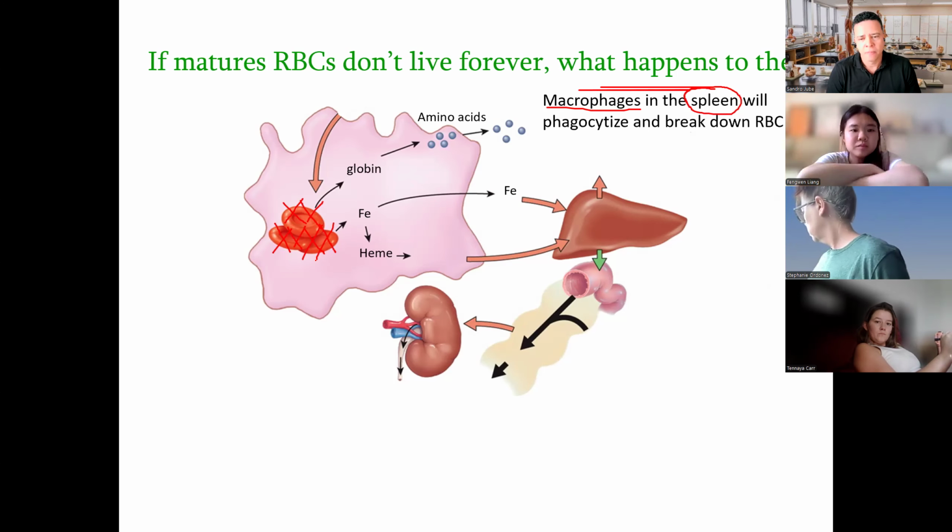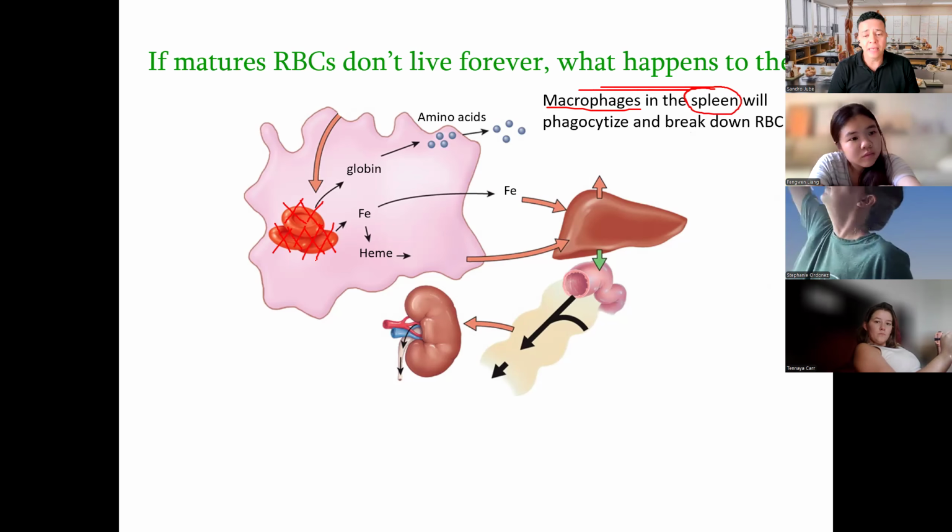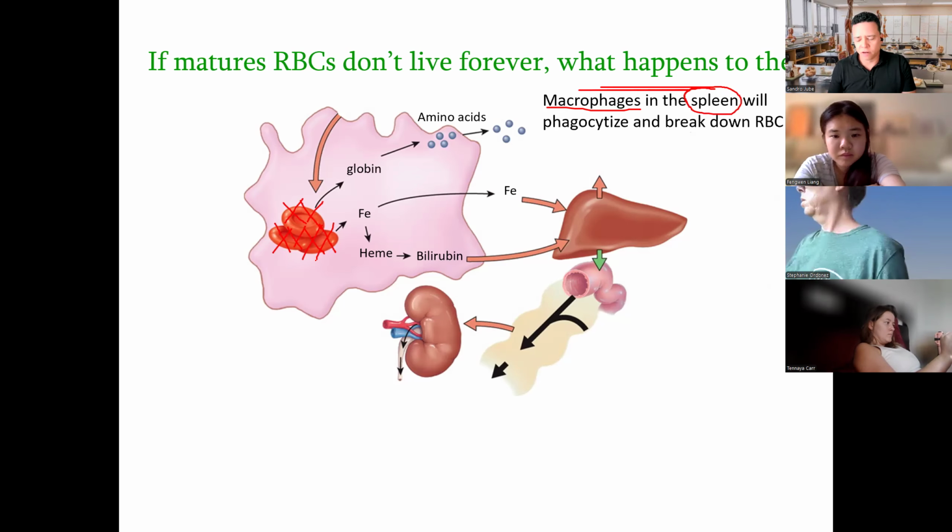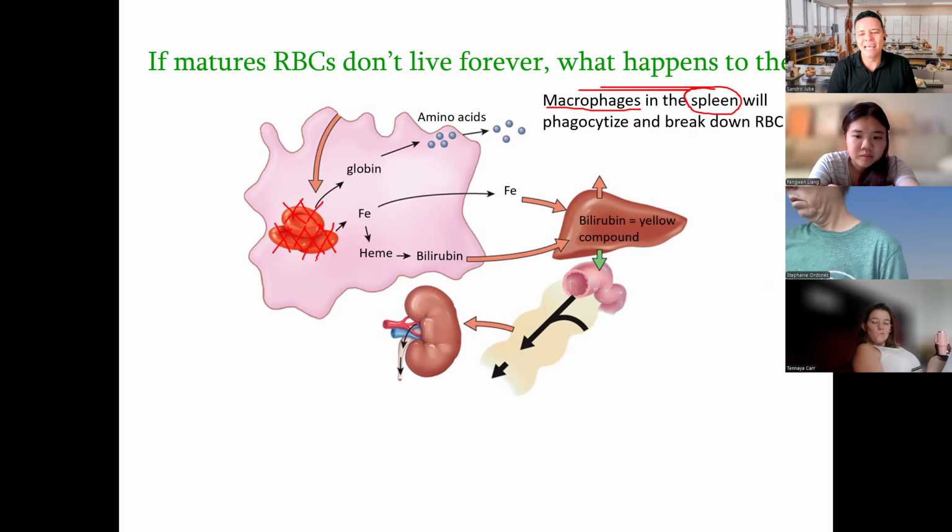Now, the rest of the heme, besides the iron, cannot be recycled by the body. So the body is going to take the heme and transform it into a pigment called bilirubin. Then this bilirubin is going to go to the liver, and the liver is going to get rid of the bilirubin.